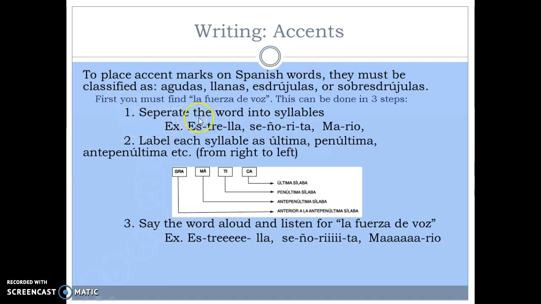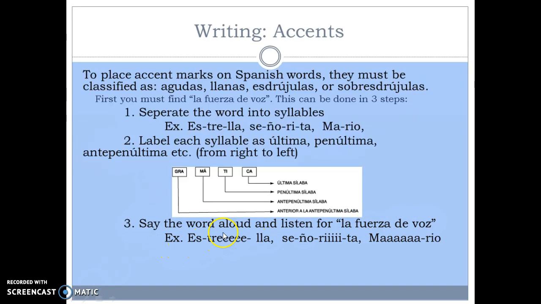1. Separate the word into syllables. Estrella, señorita, Mario. 2. Label each syllable as última, penúltima, antepenúltima, etc., from right to left. Here again: última, penúltima, antepenúltima, anterior de la antepenúltima, anything before. 3. Say the word aloud and listen for la fuerza de voz.